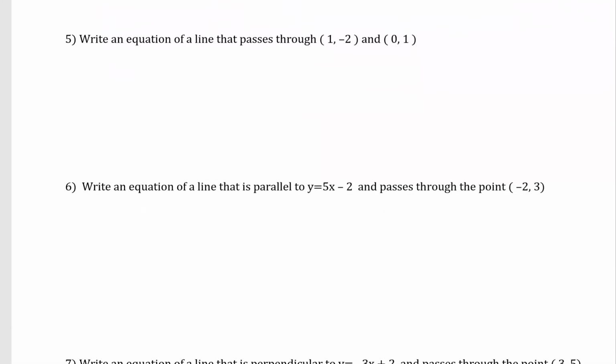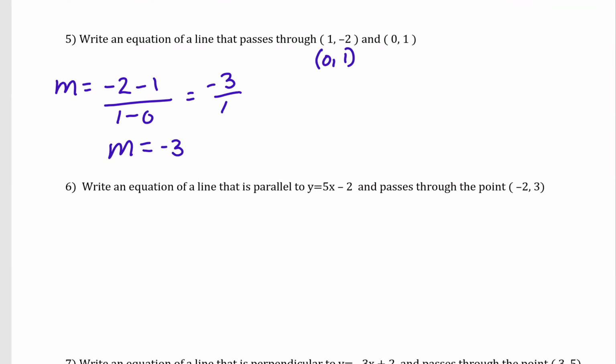Number 5, write the equation of a line that passes through the 2 points. If you're given 2 points and you need the equation of a line, you need to find the slope. Now that you have the slope, you know that (0, 1) is the y-intercept. You have the slope and the y-intercept, so you can write the equation of the line.